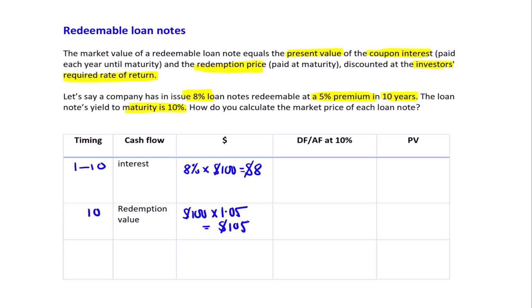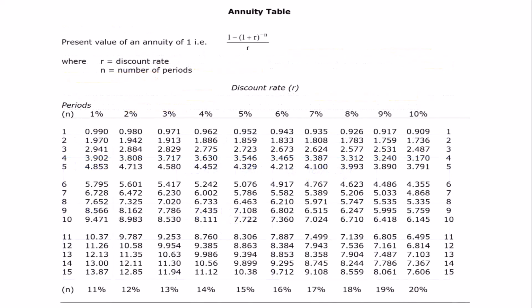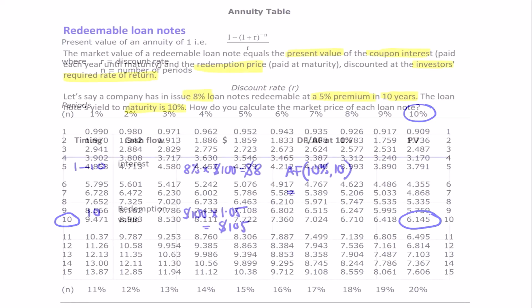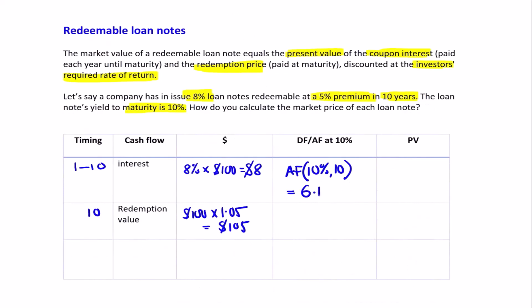We now need to discount those cash flows. The interest is payable every year for 10 years, so that's an annuity factor, and it'll be an annuity factor for 10 years at 10%. We need to go to the discount tables to find that annuity factor. So here we have the annuity table, and we need 10% for 10 years. That equates to 6.145.